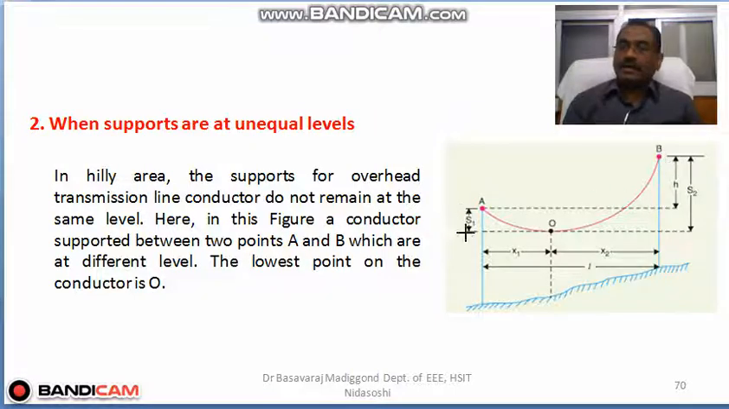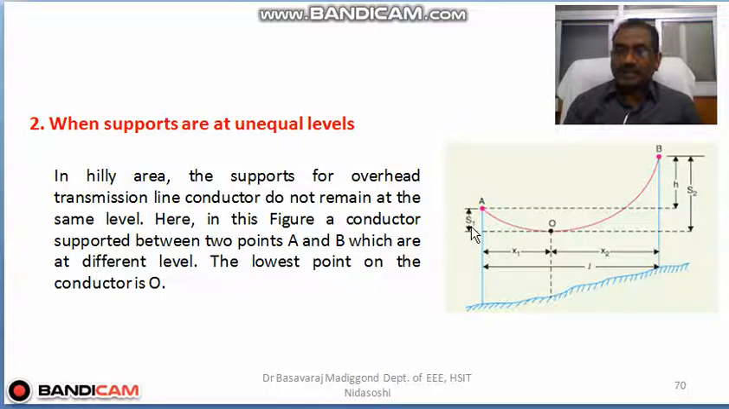And the lowest point on the conductor is O. This O is not the center point of A and B. Here you can see the lowest point O is nearer to A rather than B.